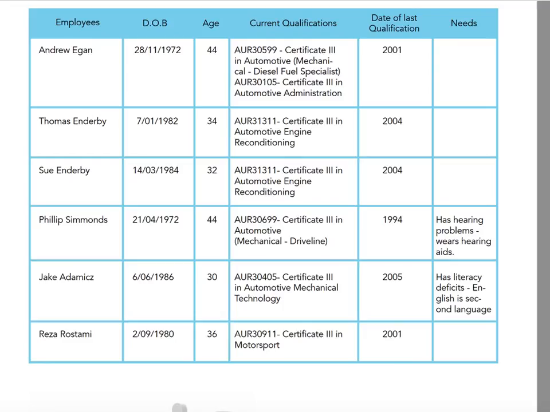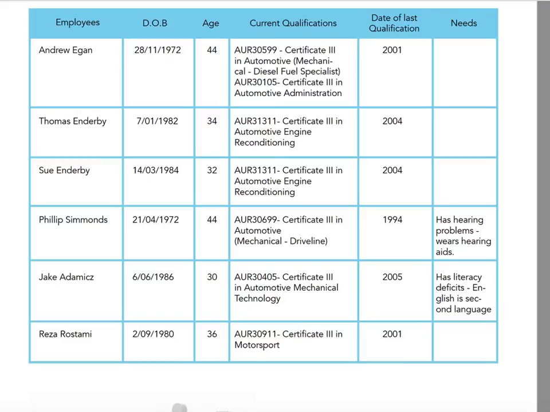So let's have a look at the people. You can see the people there. There's 6 people. 5 of them are men, and there's 1 lady, Sue Enderby. They range in age from about 30 to 44 is the oldest, and then you can see their qualifications. And one guy's got 2 qualifications, a Certificate 3 and then a Certificate 3 in Automotive Administration. Certificate 3 is generally the apprenticeship level in Australia. So if you've got an apprenticeship, it will generally be at Certificate 3 level.